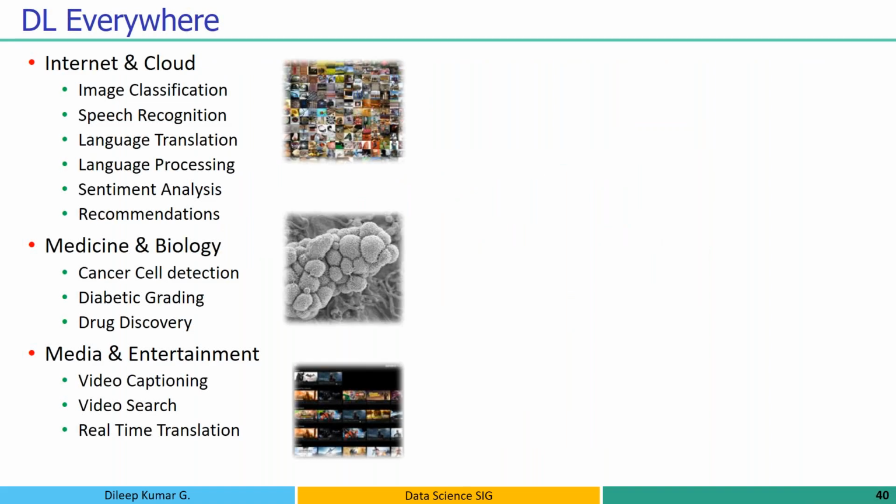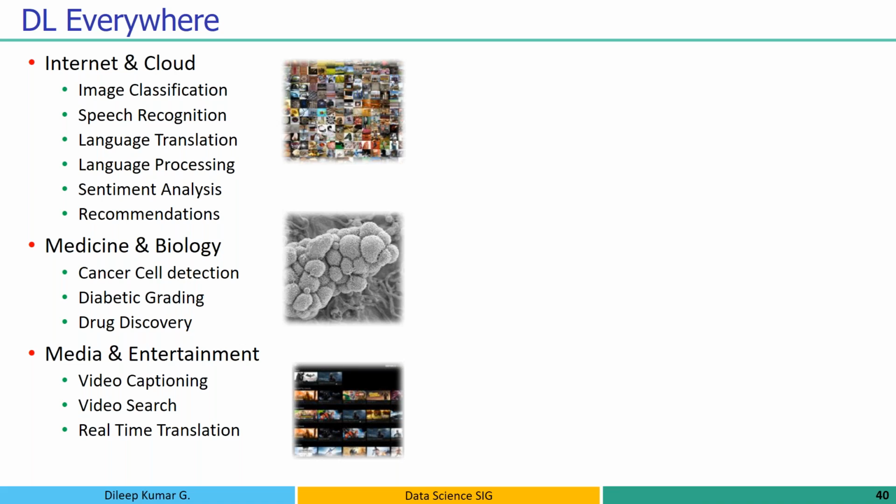So what are the advantages of deep learning today? Here I'm mentioning some important applications. The first one is internet and cloud. In internet and cloud, as I said before, deep learning is good for image classification, object recognition, speech recognition, and also language translation, language processing, sentiment analysis, and building recommendation systems. So deep learning plays an important role in internet and cloud.